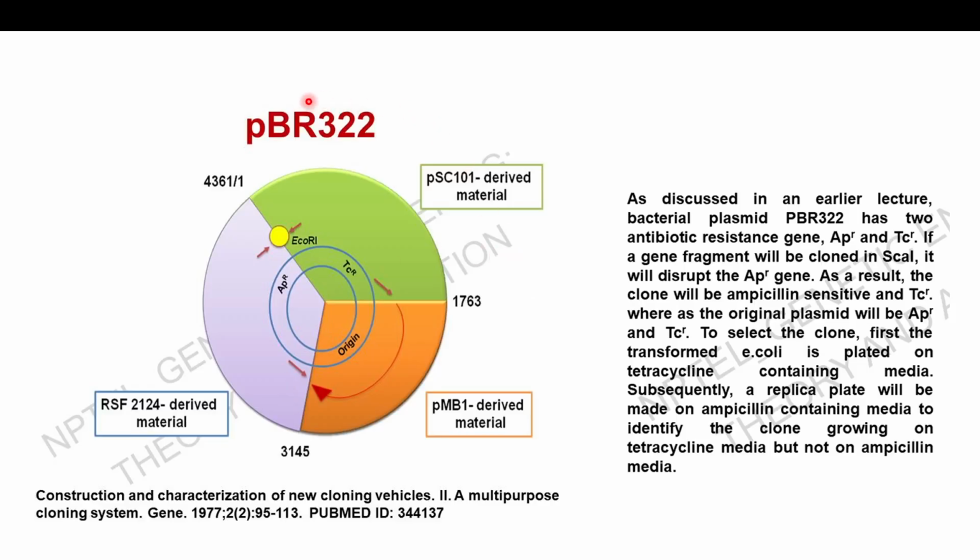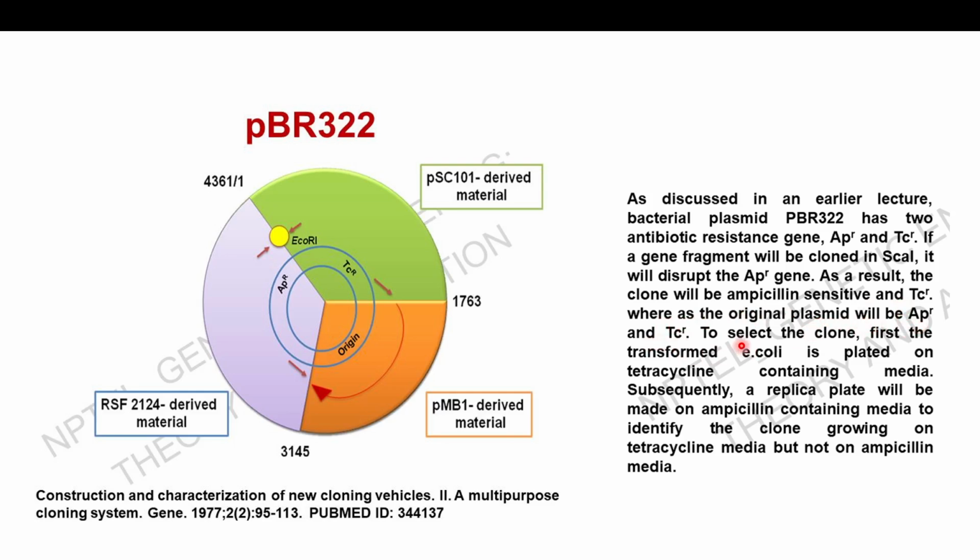Now, the plasmid vector we were talking about in the last tutorial session, pBR322, has two resistance genes: an ampicillin resistance gene and a tetracycline resistance gene. Suppose a gene fragment is cloned in the ScaI site and it disrupts the ampicillin resistance gene. Then the clone will become sensitive to ampicillin, but it will still retain resistance to tetracycline. The original plasmid will be resistant to both these antibiotics.